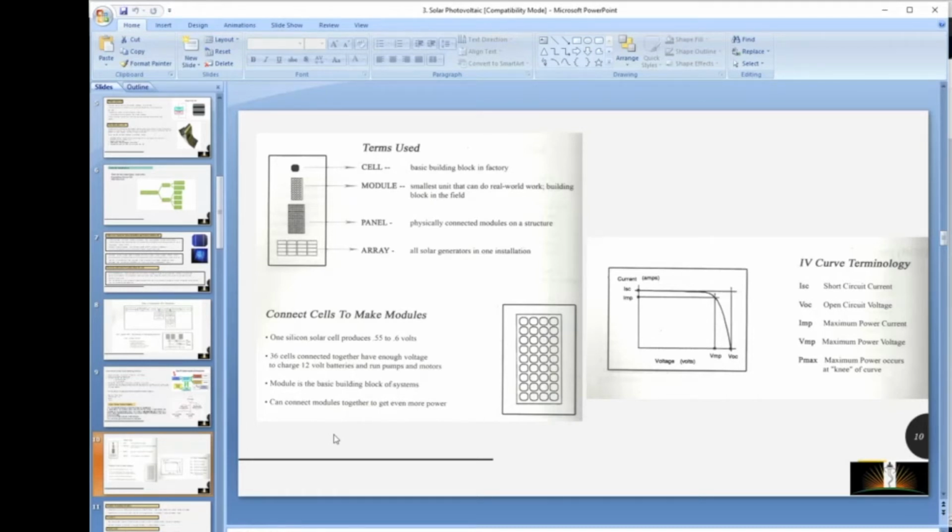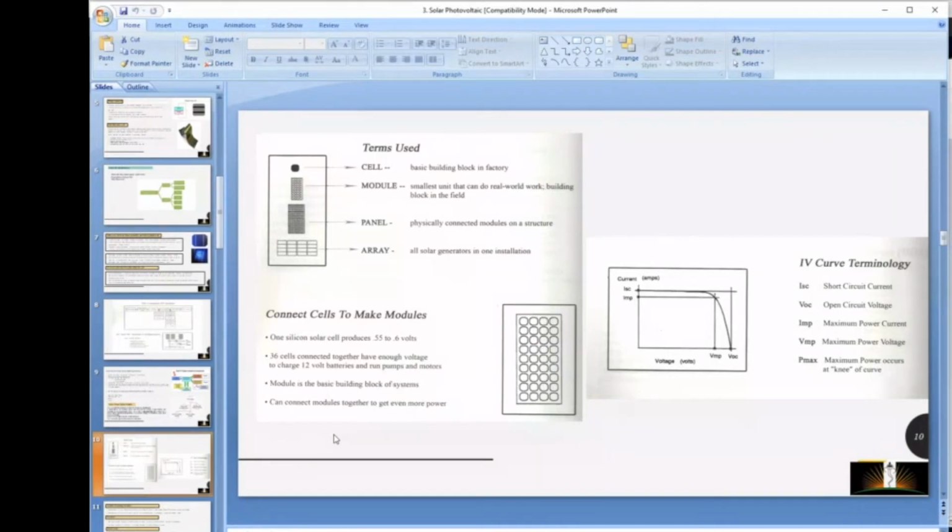On the right hand side, you can see a curve which is called the IV curve, which is the basic curve of a solar panel. What does it show? It shows ISC, VOC, IMP, VMP and Pmax. What does that mean? ISC is short circuit current, that is, in any fault case, the maximum current that a panel can produce. That is called the short circuit current.